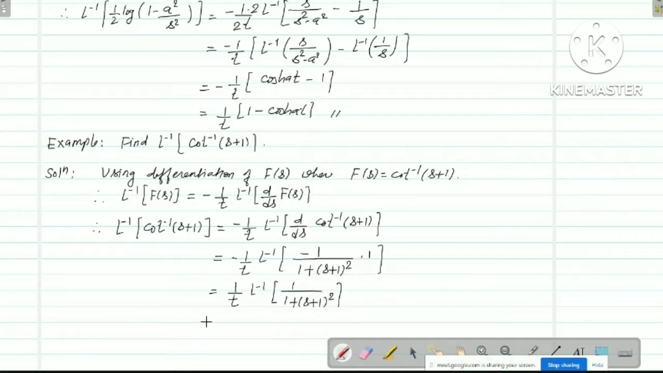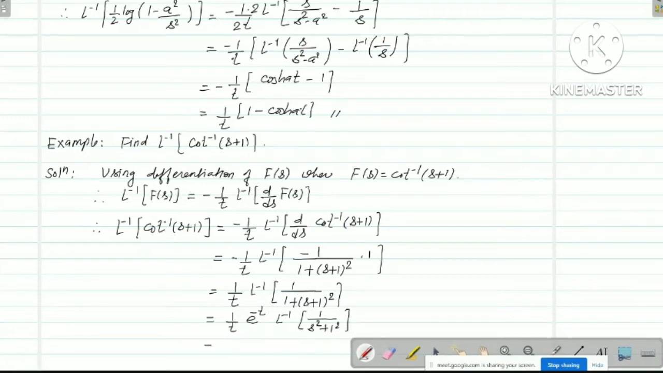Now applying the shifting property over here, this is 1 upon t, e raised to minus t, L inverse of 1 upon s square plus 1 square. There is no change. And this is equal to 1 upon t, e raised to minus t, and the inverse of this is sine t. So this is your required answer. I hope you understood this simple problem.